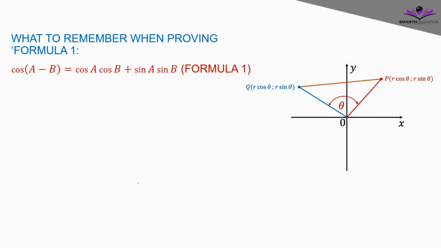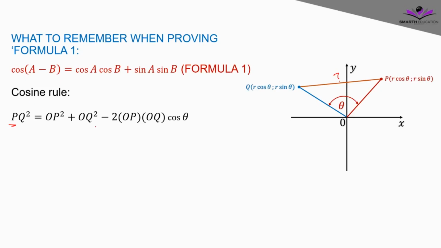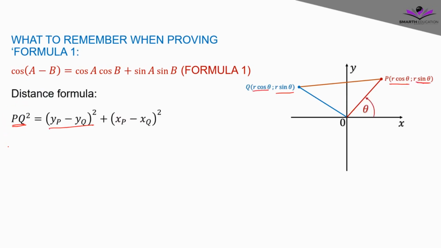Right? And then the other one you have to remember is the cosine rule. If you're looking for this side, which is PQ, you can say PQ squared is equal to OP squared, which is this side, plus OQ squared, and then minus 2 OP OQ cos theta, if this angle is our theta. That's the cosine rule. Check, the subject here is PQ squared for the cosine rule. Even for the distance formula, the subject is PQ squared.